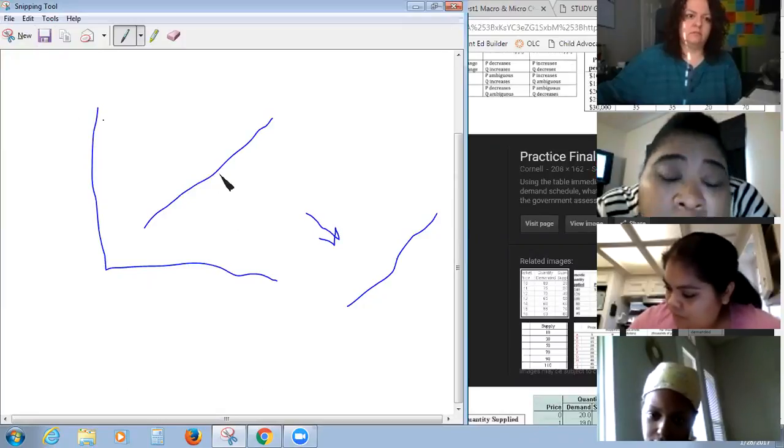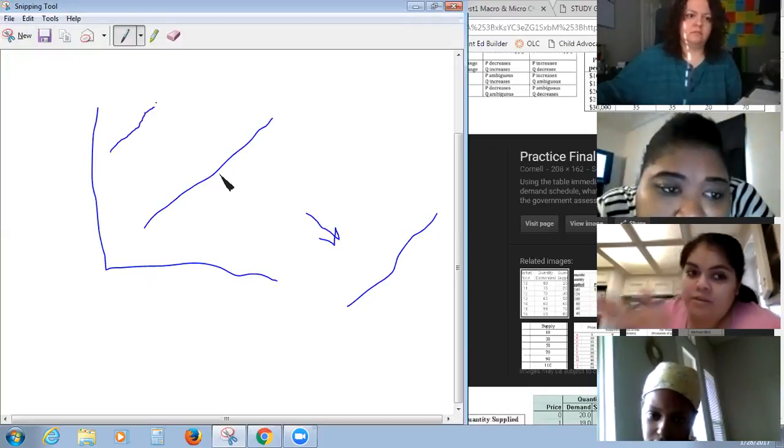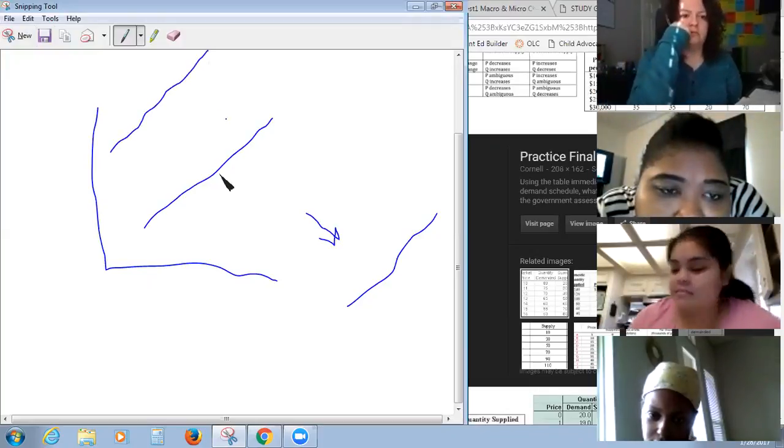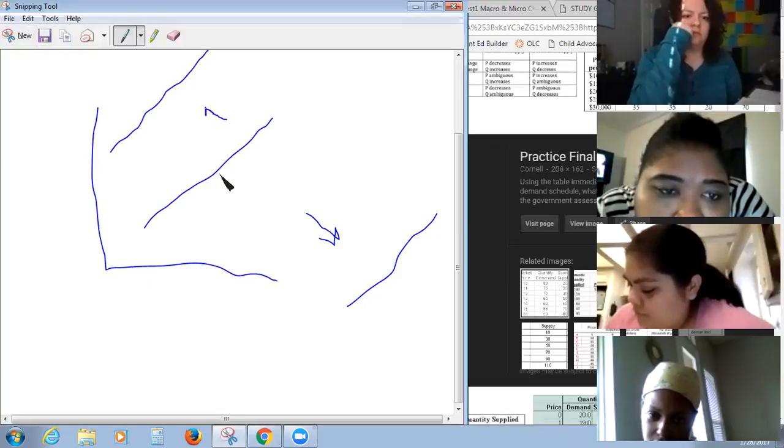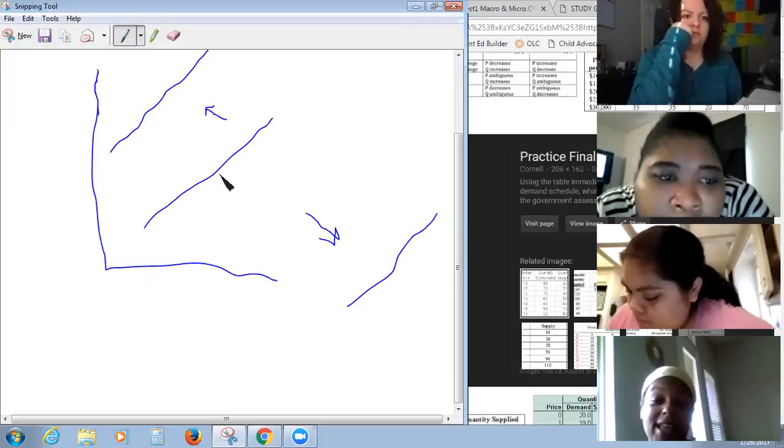And when supply decreases, it's going to look like this. This is a decrease in supply. And some people say, well, it looks like supply went up. Well, if you know how to read a graph, and so, yeah. And that's where I get confused. Okay, now that makes sense.